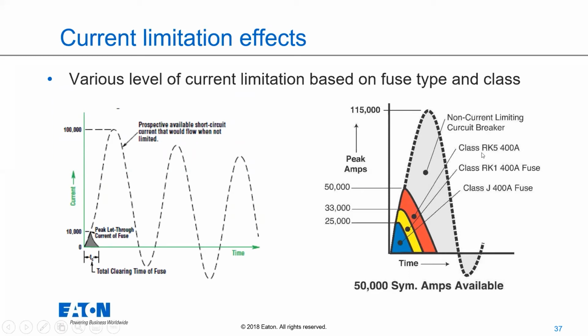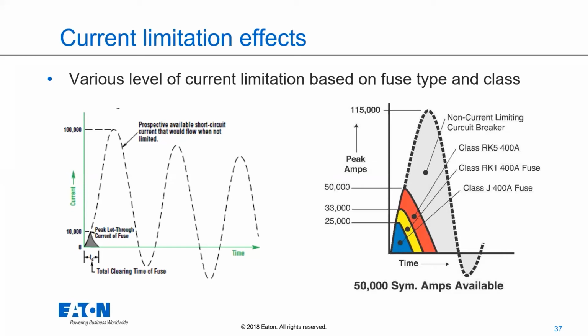So, I always say class RK5, the least current limiting fuse, but I do like to emphasize that it's still more current limiting than any current limiting circuit breaker you'll see, right? A circuit breaker relies on a zero cross point in order to extinguish the arc. So at best, a current limiting circuit breaker can open at half a cycle. Most of them are at 1 cycle at the fastest, though.